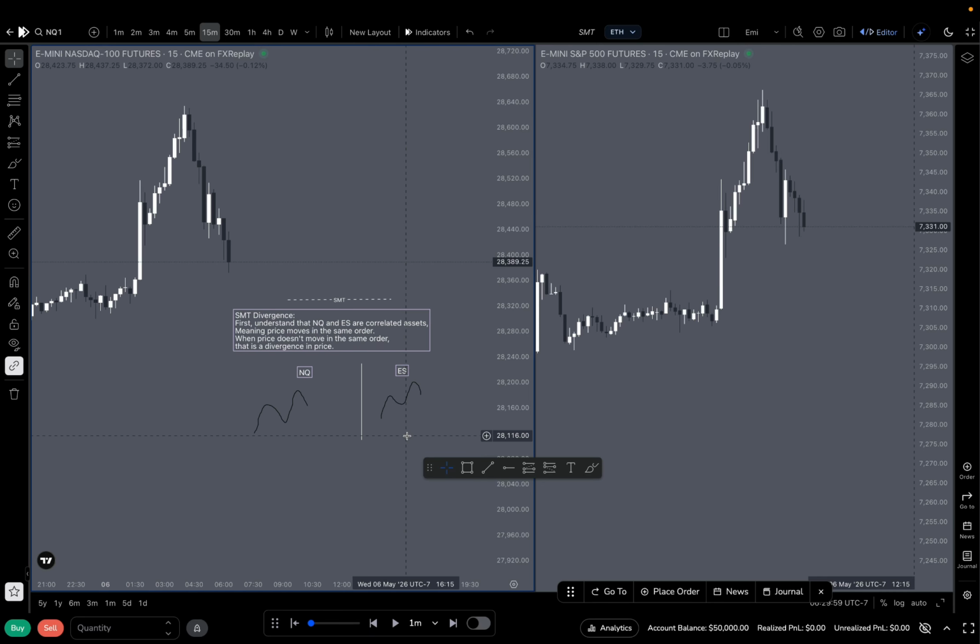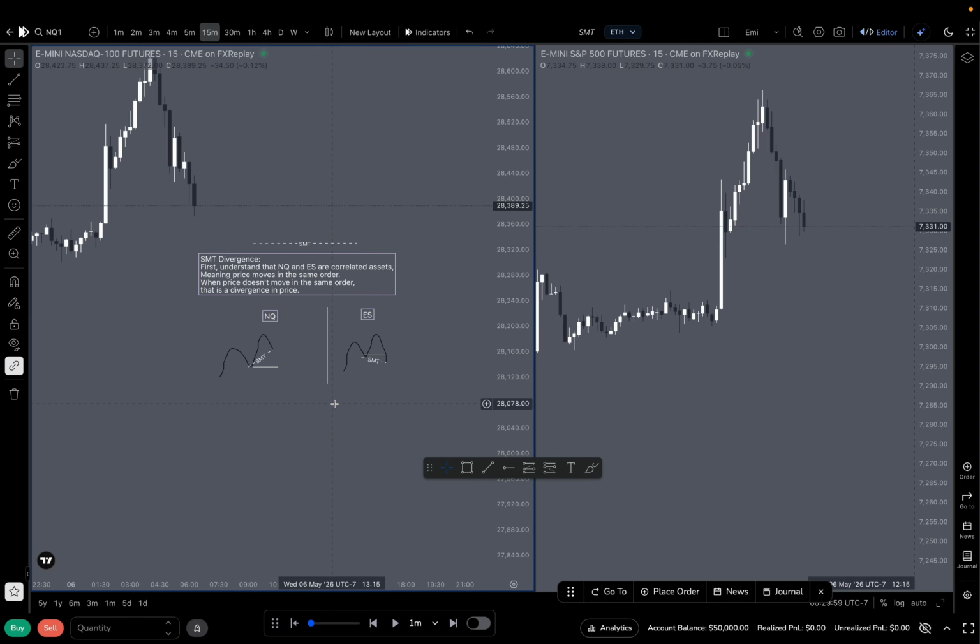Now, a divergence in price is when one asset, instead of creating a higher high in this sense, creates a lower low. So let's say NQ is moving in this fashion, and ES, instead of stacking in another low, instead creates a lower low, taking out the previous low. This would be a divergence in price, and the assets are no longer correlated. That would be an SMT.